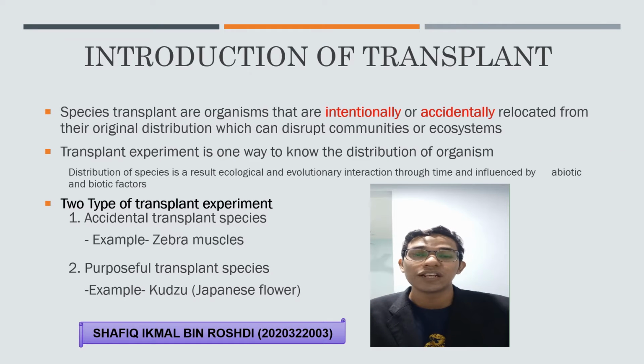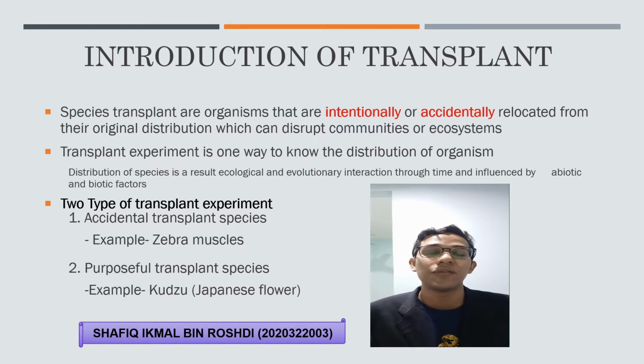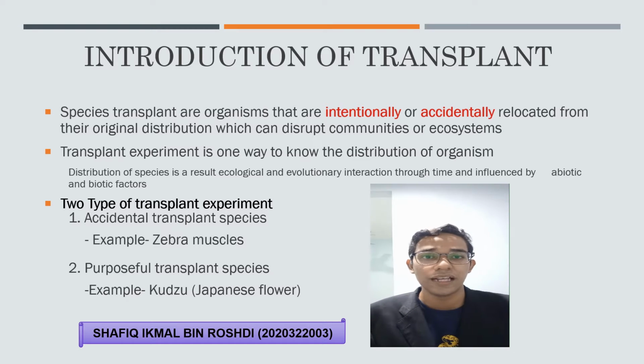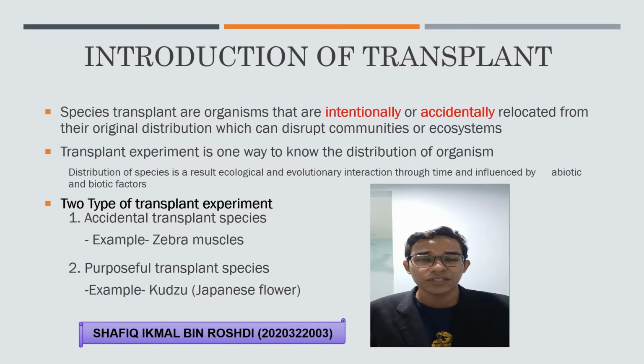I will explain about the introduction of transplant and the objective of this experiment. Okay, firstly, what is a species transplant? Species transplants are organisms that are intentionally or accidentally relocated from their original distribution, which can disrupt the community or ecosystem. Transplant experiment is one way to know the distribution of organisms.